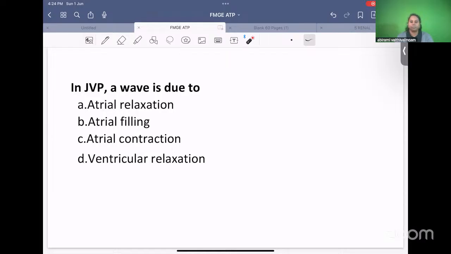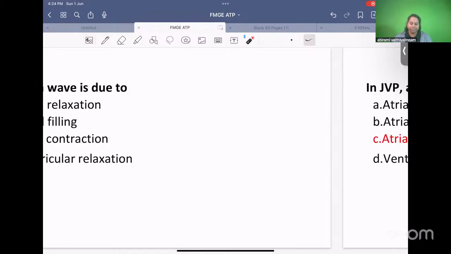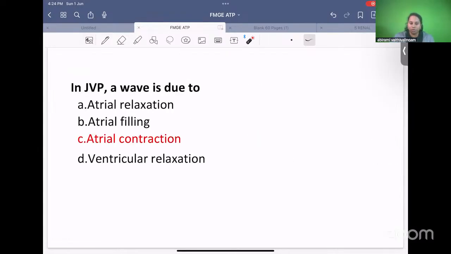A wave in JVP, A for atrial contraction. Very simple. A for atrial contraction.